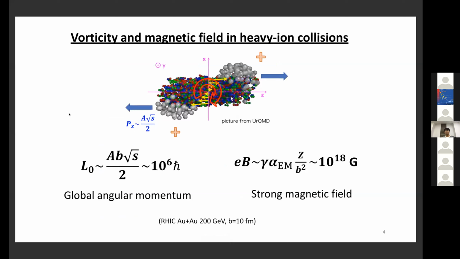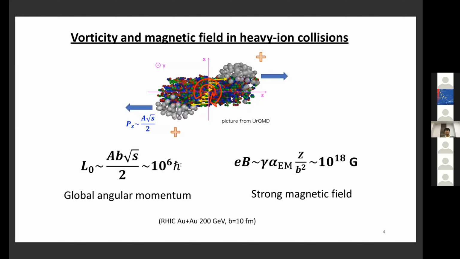If we consider a non-central heavy-ion collision, it's very easy to understand that there is an angular momentum of the colliding system, and it's not difficult to estimate the strength of the angular momentum, which is given by the average distance times the average momentum. And for the gold-gold collision, you can estimate that this angular momentum is about 10^6 times ħ, if the centrality is given by the impact parameter of 10 Fermi.